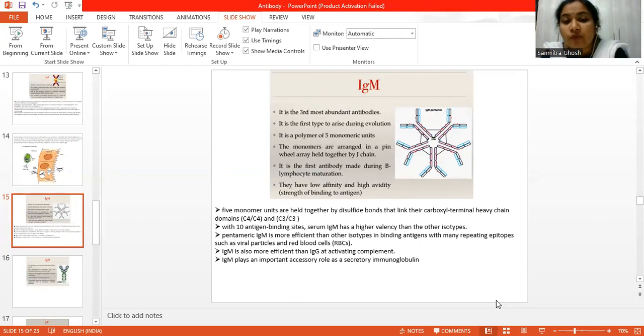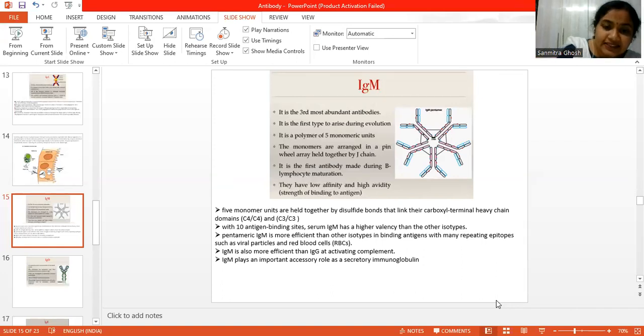IgM is also more efficient than IgG in activating the complement because the avidity is much higher. On the surface of the bacterial cell, it can interact with multiple antigens, and that greater avidity helps to bring a change in the structure of the C1 component, the initial component of the complement activation, and this process becomes much more efficient.